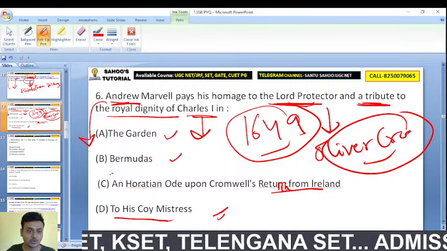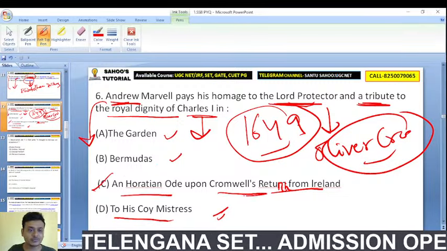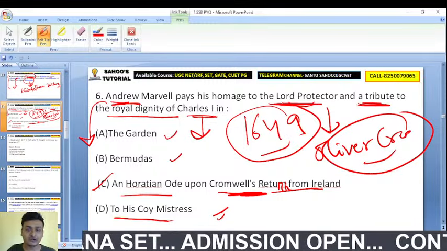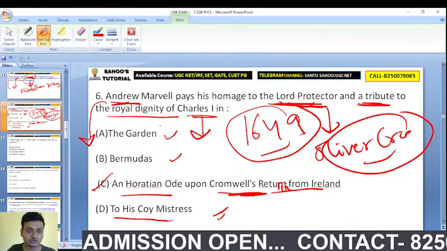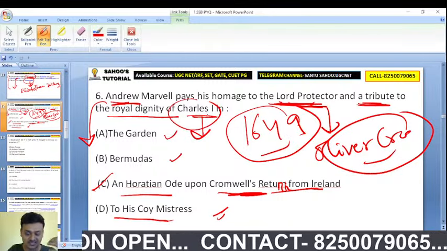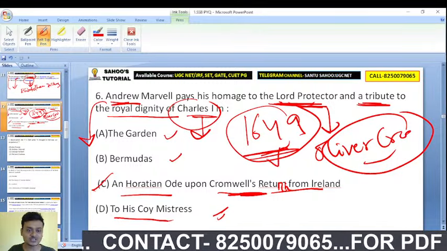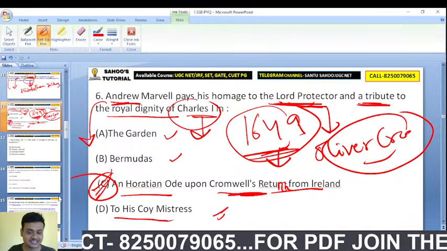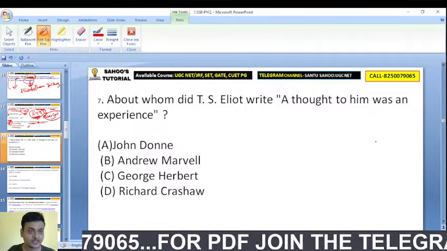Here, A Horatian Ode upon Cromwell's Return, that is Oliver Cromwell, the Lord Protector, and the tribute also to the royal dignity of Charles I, who was executed in the year 1649. You must remember that as well. So here C is the right answer. Excellent. Moving on to question number 7.